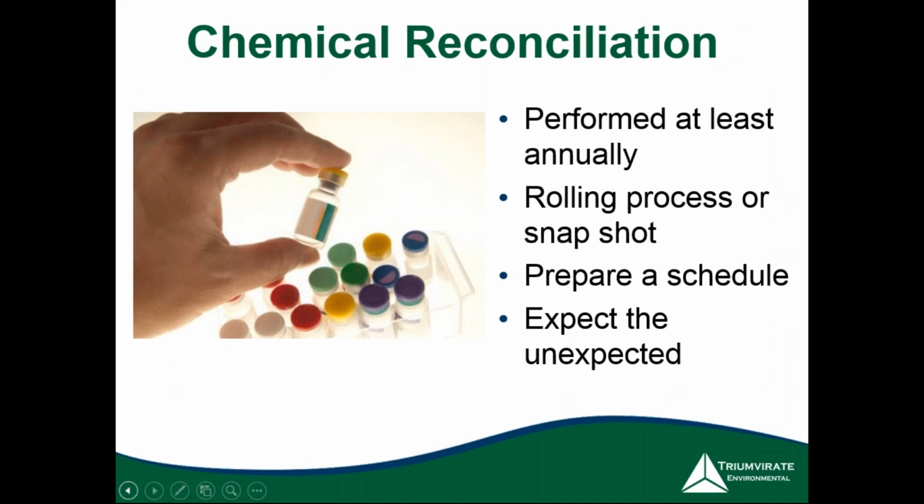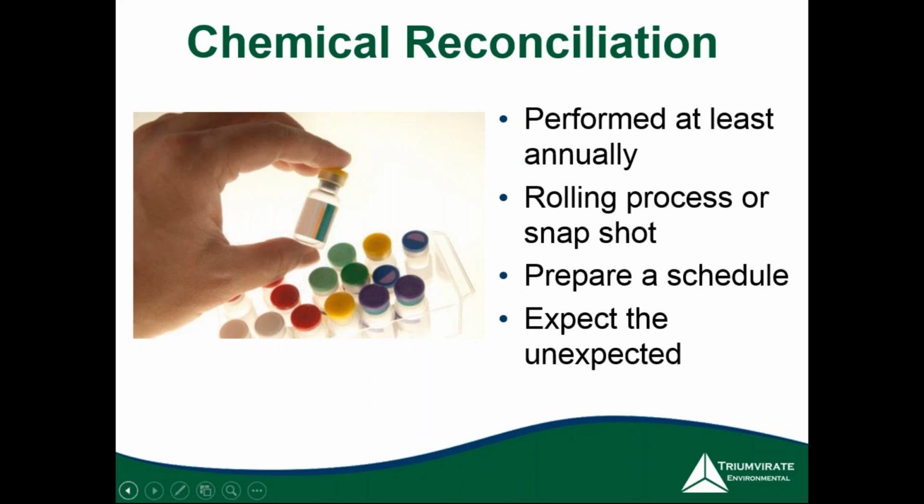So talking a little bit more about chemical reconciliation, I suggest that if you're able to, and it makes sense, you should perform it at least annually. You can do this through a rolling process or a snapshot. Smaller companies usually do a snapshot, just a one-time chemical inventory at some point during the year. Some people do it over the summer, some right at the end of the year, some right at the beginning of the year, and that gives you one snapshot in time during the year where that chemical inventory is fully accurate.